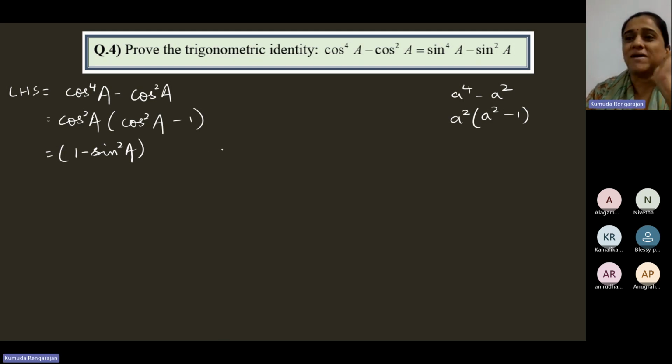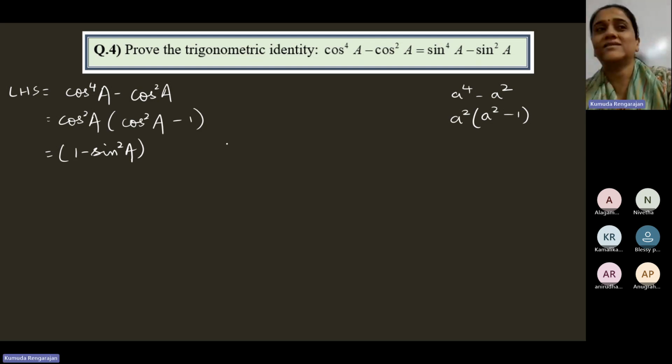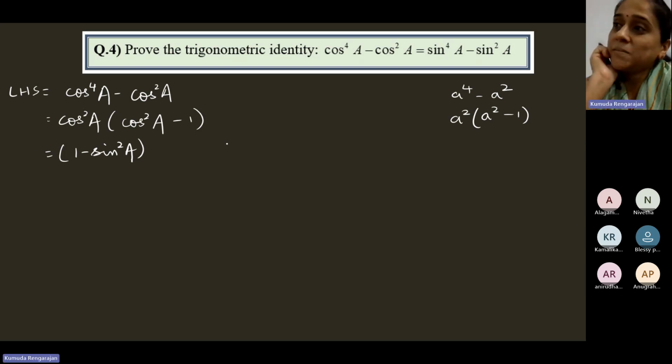What is cos square A minus 1? Sin square. No. Write down all of you. See, somebody gave the answer, but you're not sure. Loudly. Huh? Minus sin square A.